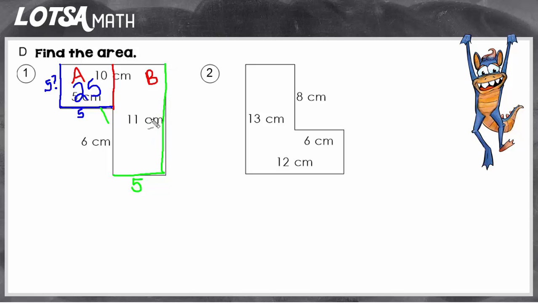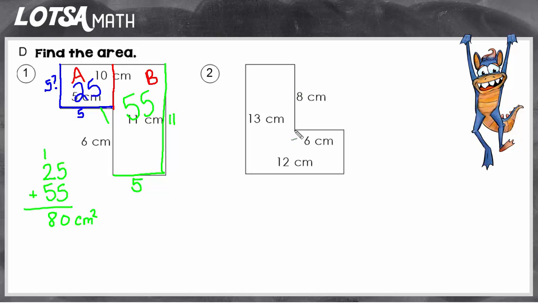So if this is 5 and this is 5, then the whole horizontal would have to be 10. But now that we know this is 5 and this is 11, we can find the area. We just multiply the length times the width. So 11 times 5 is 55. So the area of this square and the area of this rectangle separately are 25 and 55. To find the area of the whole L-shaped figure, you just add those partial areas together. So the area is 80 square centimeters.